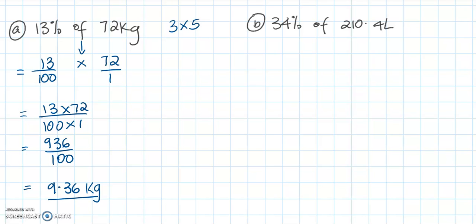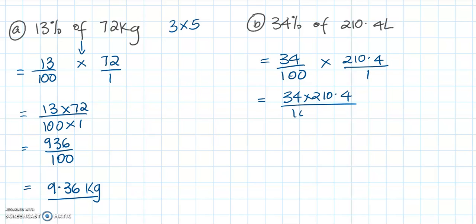Same deal, the process doesn't change, so you just follow the same process. 34% means 34 out of 100. Of means times 210.4 liters. Because we're talking about fractions, we'll write it over 1. You multiply the numerators together, so 34 times 210.4, divided by 100 times 1.